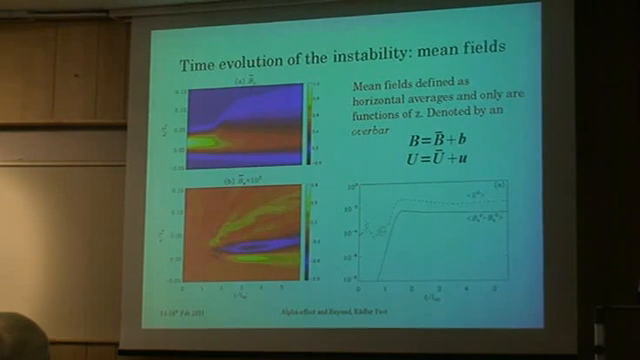Now to look at the time evolution of this system, we define the mean fields, which are basically horizontal averages, since we have periodic boundary conditions in the horizontal direction. So the mean fields are defined as the horizontal averages, and they are only functions of the vertical coordinate. For example, the total magnetic field is defined as B bar, this is the mean horizontally averaged field, plus a little b, which is the fluctuation, and similarly for the velocity.